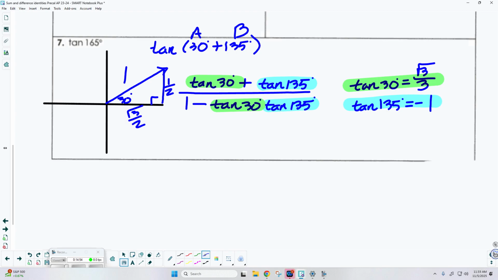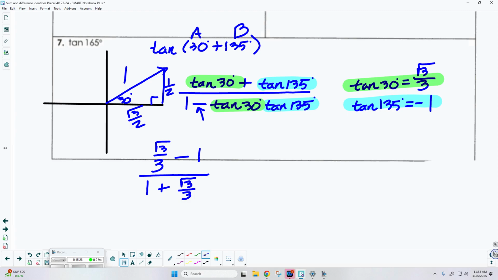So tangent of 30, that is a root 3 over 3. And then I'm going to add tangent of 135. So we're adding a negative, so I'm just going to go ahead and say minus 1 over. Then I got 1 minus. Well, if I multiply these two together, I got a negative root 3 over 3. So because I'm going to be subtracting a negative, I'm just going to go ahead and say plus root 3 over 3. Okay, everybody's okay so far?